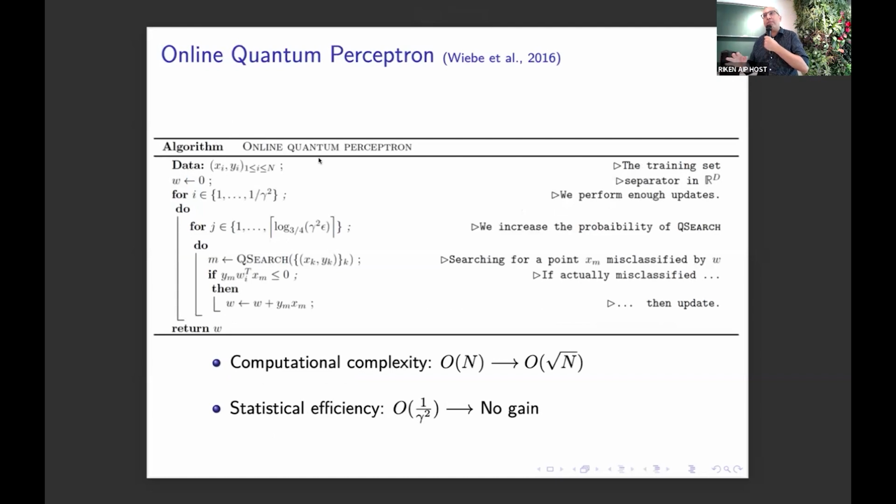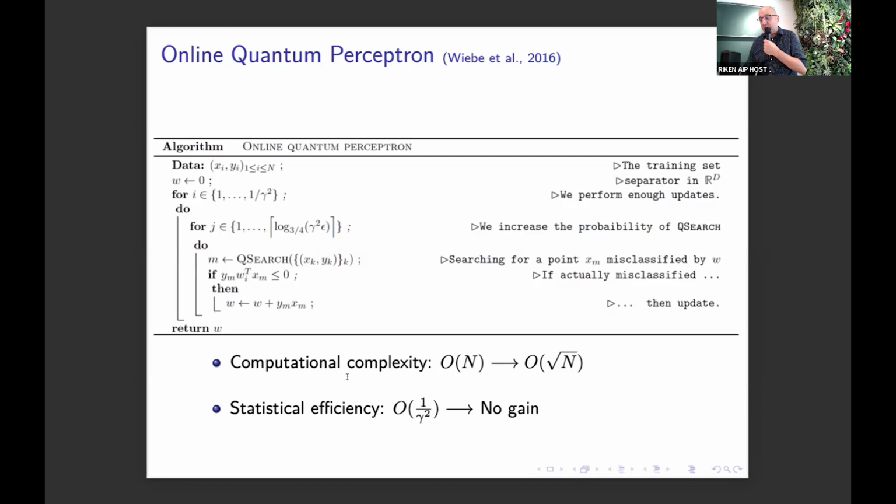online quantum perceptron. It is not online, but since it is the direct extension of the online algorithm, this is why it is called online quantum perceptron. So we have the data points here. We initialize our W, this is the hyperplane. After that, we search for a data point which is misclassified by our hyperplane. If we find one, this means that our hyperplane is not a good one. In this case, we do the update, and so on.